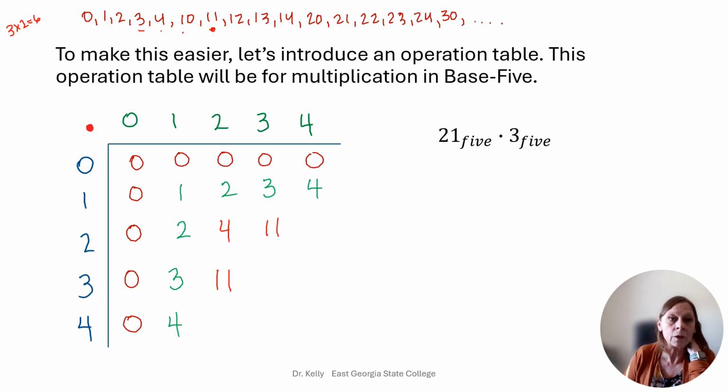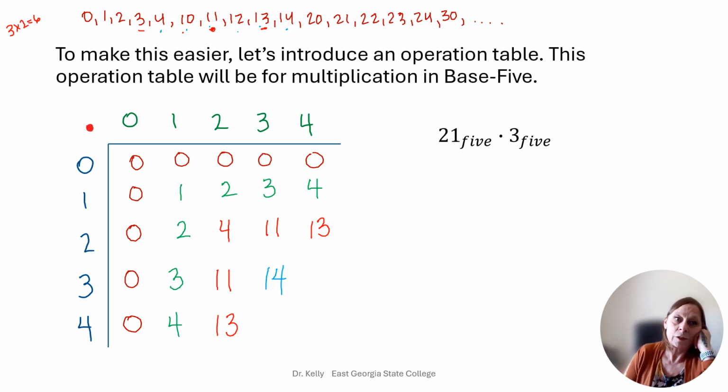And then what do you think 4 times 2 is? 4 times 2 is 8. So 4, 5, 6, 7, 8, which is 13 in base 5. Okay. 3 times 3 is 9. So we're at 4, 5, 6, 7, 8, 9. So that is actually 14.